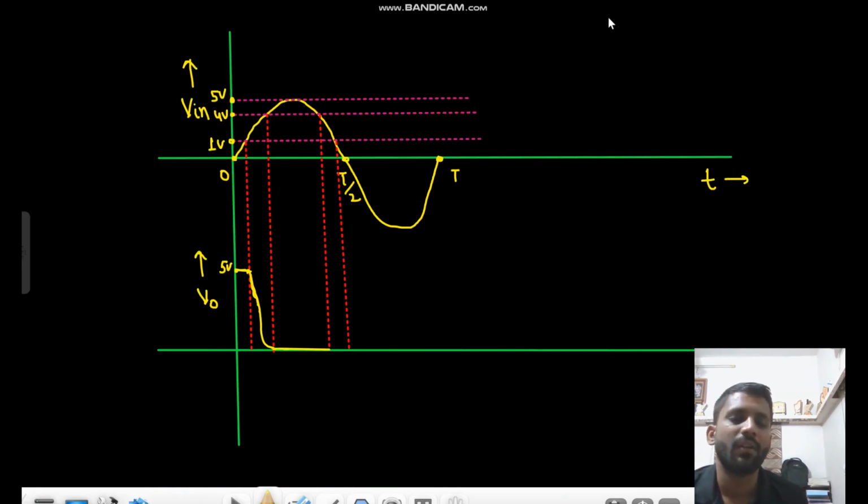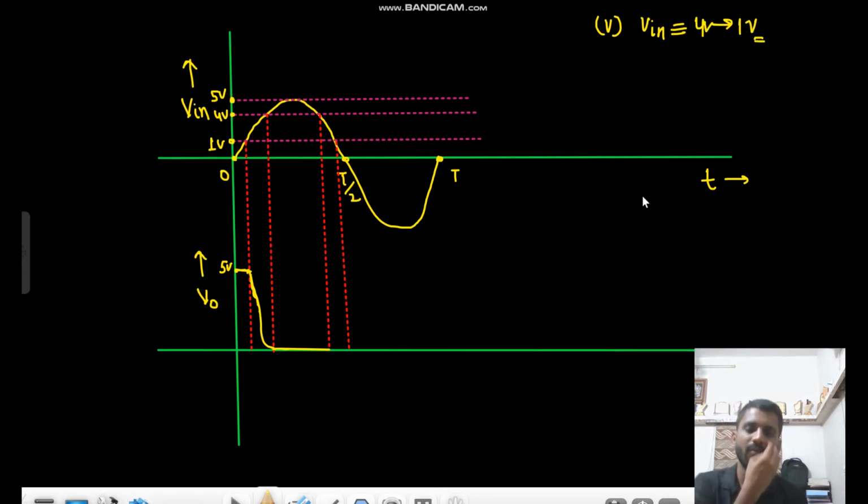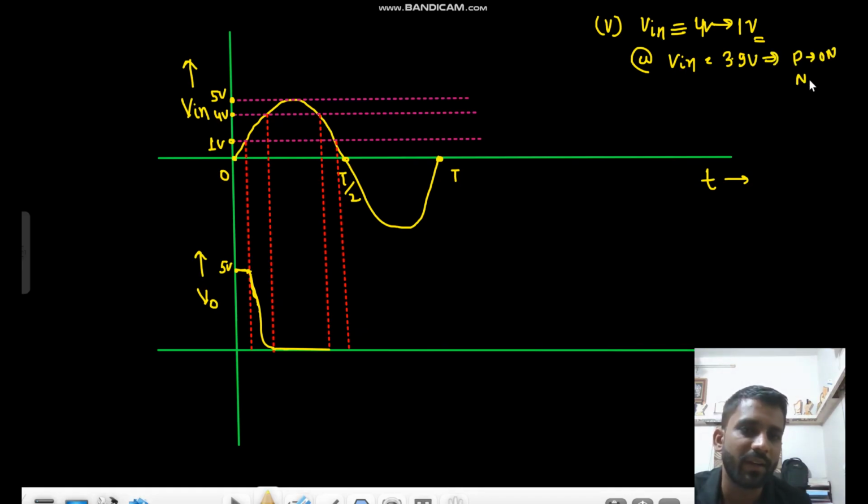Look, Vin is going from 4 volt to 1 volt, right? We are going from 4 volt to 1 volt. So at Vin equals 3.9 volt, both are on, right? PMOS is on and NMOS is also on.